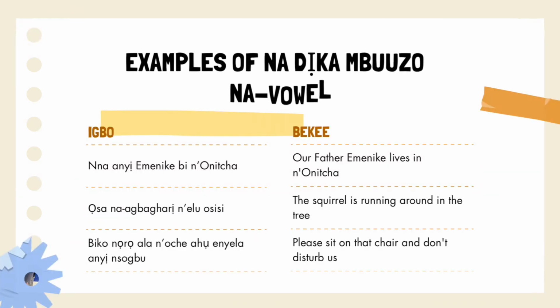However, for these ones, you could see that the na is being followed with a noun or nouns or nominals that started with a vowel sound. So you have nnanye menike bi n'Onitsha. Now, instead of having the whole na written and then Onitsha, you have the n apostrophe and then Onitsha written there. Ọsa na-agbagharị n'elu osisi. Same thing happened to n'elu. You get it? Biko nọrọ ala n'oche ahụ, enyela anyị nsogbu. Also, the same thing happened in that sentence. Let's go further and explain it.